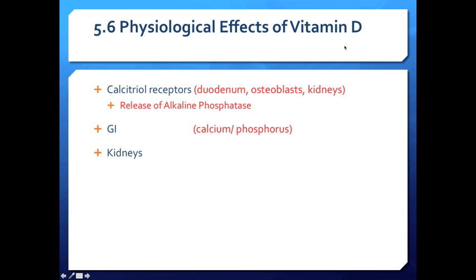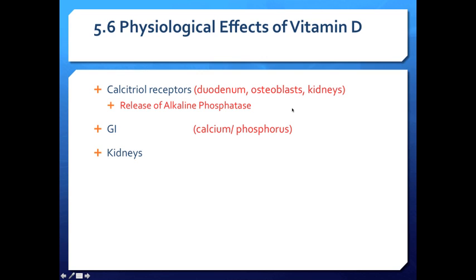The physiological effects of vitamin D3 are quite interesting. This will activate the calcitriol receptors in three places: the duodenum, osteoblasts, and kidneys. Eventually, it facilitates the release of an enzyme called alkaline phosphatase. This enzyme will suppress the inhibitors of bone mineralization. It's almost like a double negative, which makes it a positive. So the release of this enzyme is going to facilitate mineralization of bone. It's going to make bone stronger.